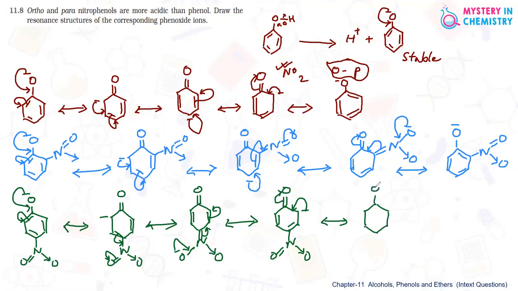So oxygen is here, double bond is here. Other things are not disturbed and the charge appears over here. So in all these resonating structures, we can see that this nitro group, which is an electron withdrawing group, is further helping for the stabilization and for the resonating structures of the phenoxide ion. That is why ortho and para nitrophenols are more acidic as compared to phenol.